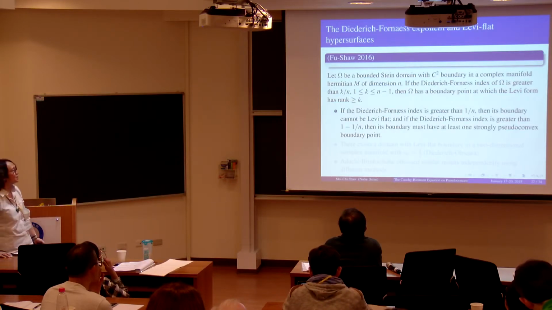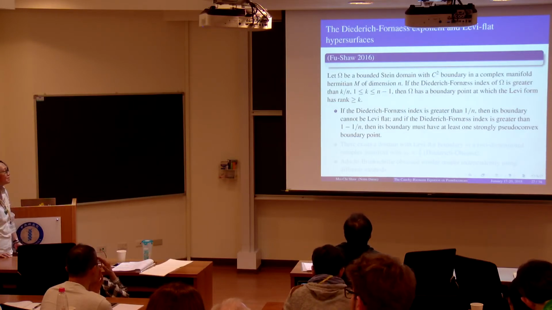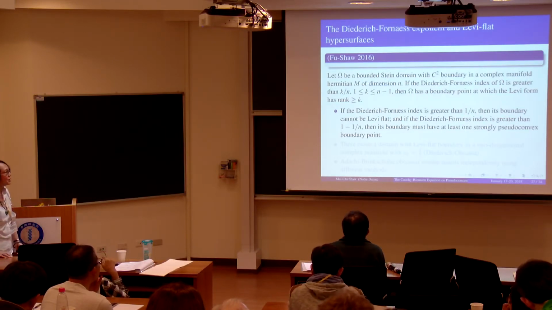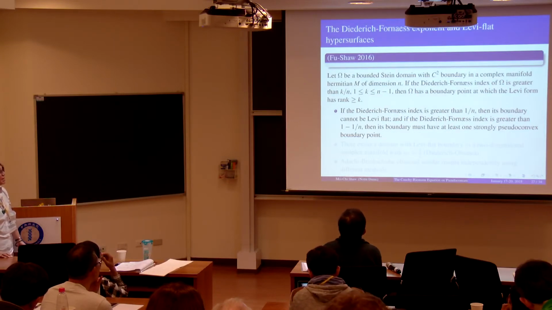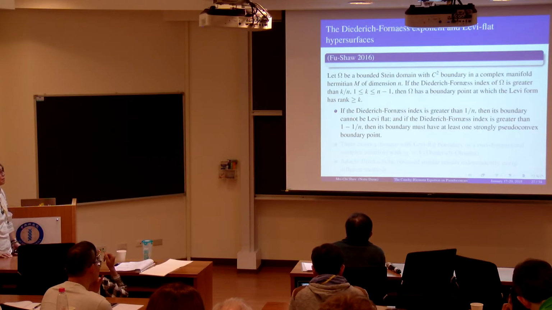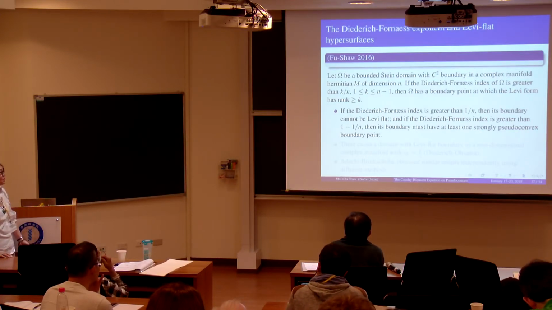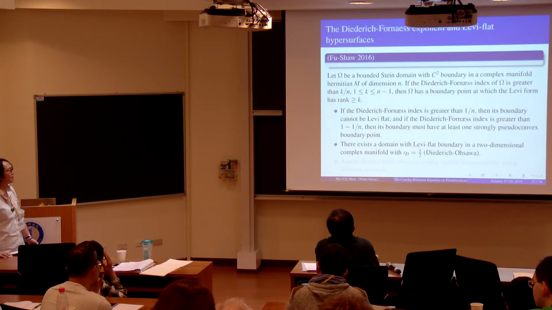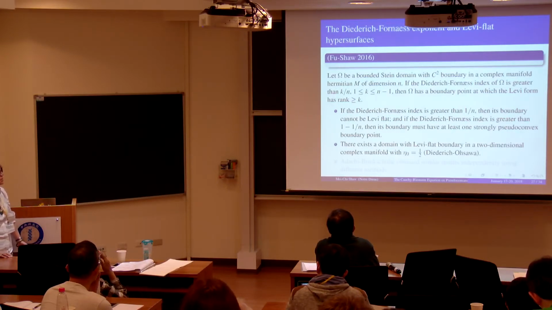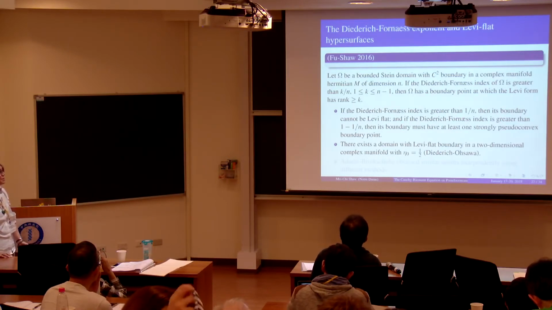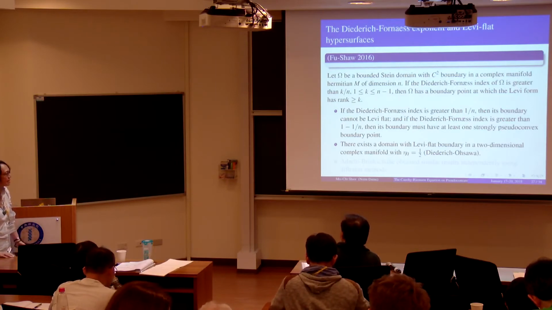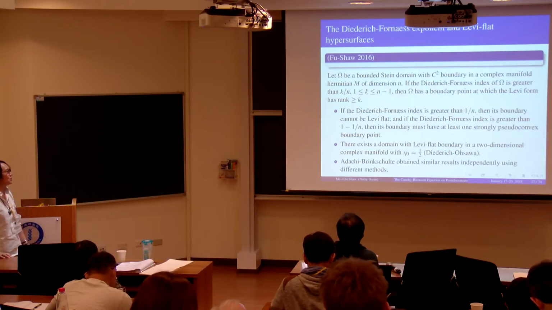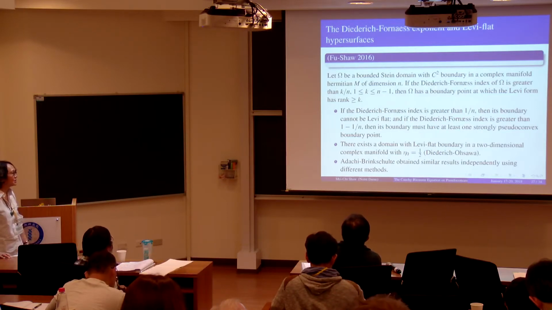So in particular, one way to look at whether there exists a Levi flat hypersurface or not is to examine the Diederich-Fornaess index. Suppose one can show that the index is greater than 1 over n, then the boundary cannot be Levi flat. And suppose it's greater than 1 minus 1 over n, then it has at least one strongly pseudo-convex point. There exists a domain with a Levi flat boundary in a two-dimensional complex manifold such that eta 0 is equal to 1/2. But I should say that this Diederich-Fornaess exponent is in a weak sense. It's not strictly pluri-subharmonic. And the same result was also proved by Adachi and Brinkschulte using a very different method.